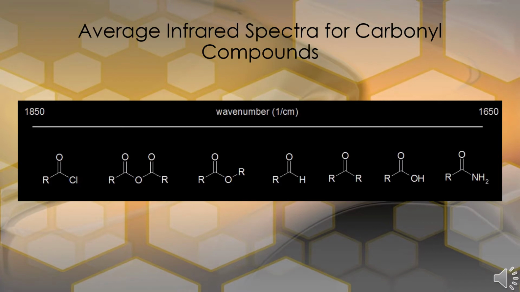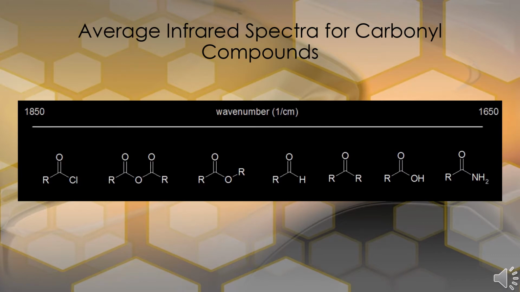Next to your ketone, you're going to have the carboxylic acid. And with this carboxylic acid, you're going to have a lot of hydrogen bonding. And with a lot of hydrogen bonding, that is going to make the carbonyl compound even weaker. So that's why it is continuing to go down on the spectra, and your wave number is going to be even lower for the carboxylic acid.